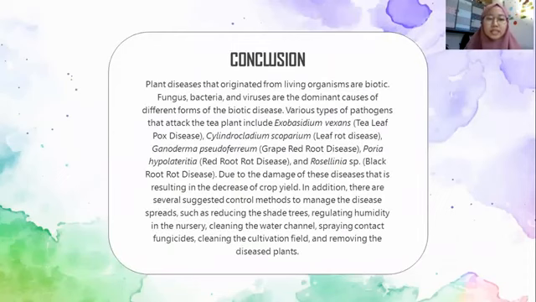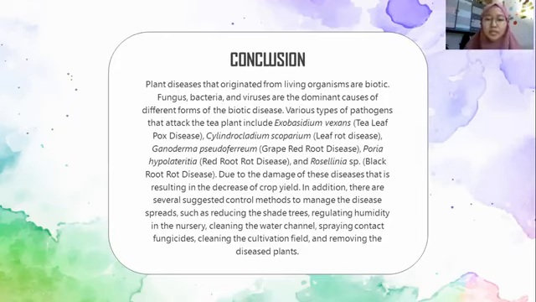So the conclusion is that plant diseases that originate from living organisms are biotic. Fungi, bacteria, and viruses are the dominant causes of the different forms of biotic disease. Various types of pathogens that attack the tea plant include Exobasidium vexans, or tea leaf pox disease, Cylindrocladium scoparium that causes leaf rot disease, Ganoderma pseudoferreum that is grape root disease, and Poria hypolateritia that is red root disease.